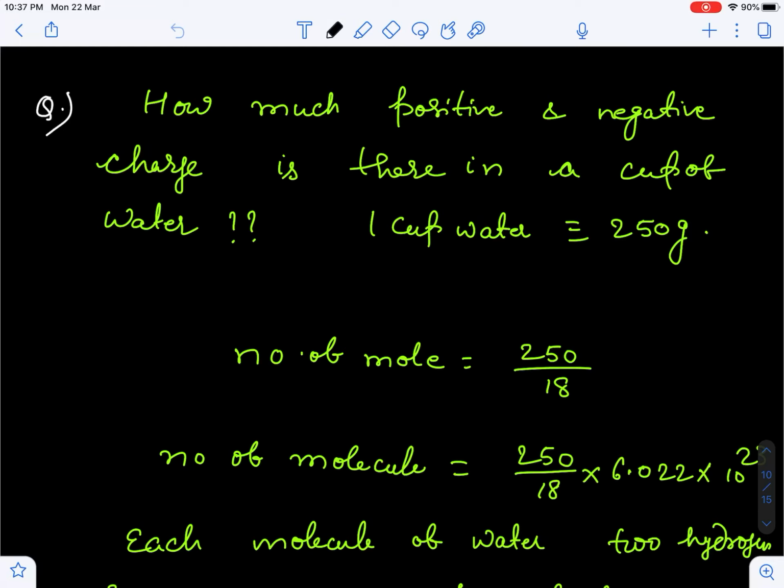So good evening everyone. This is the fourth lecture of electrostatics. In this lecture, we will solve some good questions of HCV as well as we will discuss Coulomb's law.